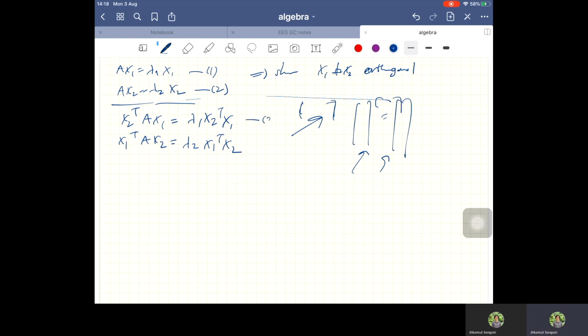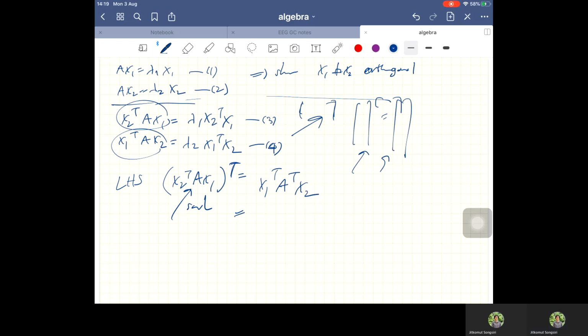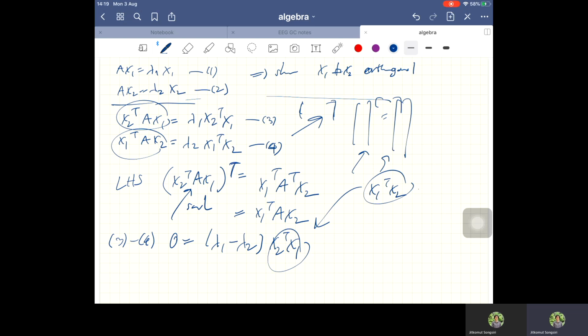Now let's take a look at equations 3 and 4. How are they related? You're going to see that the left hand sides of equations 3 and 4 are basically the same quantity. Because this is a scalar, if you transpose it, it's just going to be the same scalar, and it happens to be x1 transpose A transpose x2. But A here is symmetric, so this equals x1 transpose A x2. Which means if you subtract equation 4 from 3, you're going to get 0 equals (lambda 1 minus lambda 2) x2 transpose x1. And again, we use the fact that the inner product between x1 and x2 equals the inner product between x2 and x1 because x1 and x2 are real.